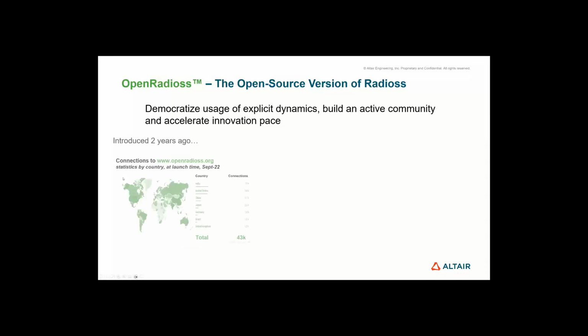So we released it 2 years ago. You will find all the details on our website, openradioss.org. Since we released it, on the same days we got a lot of hits. So you see 43K hits on the website. The community is growing very fast.